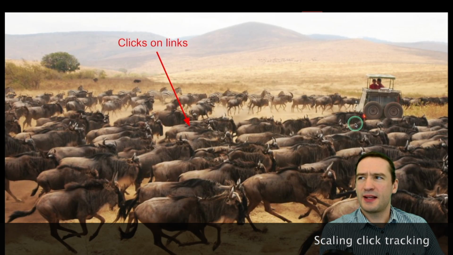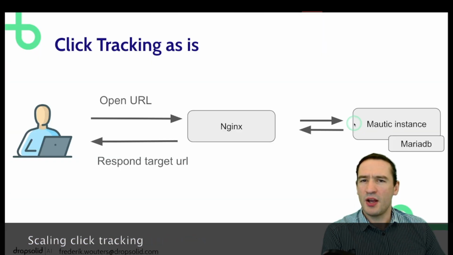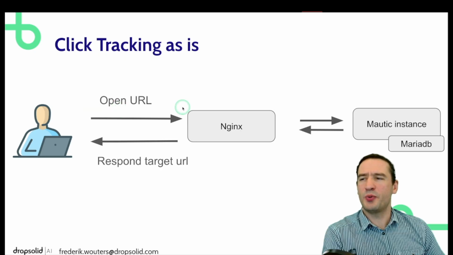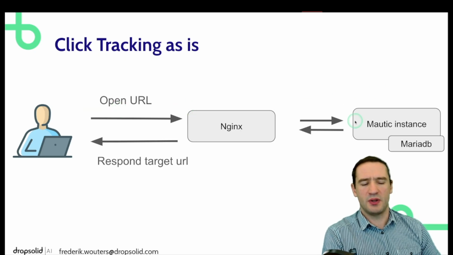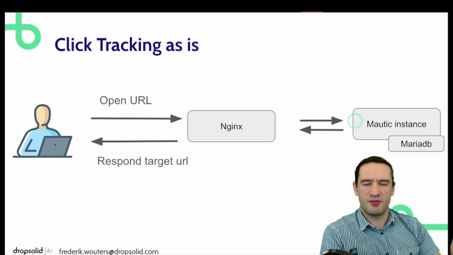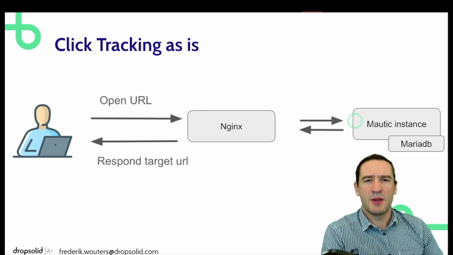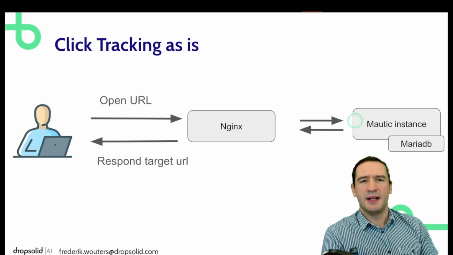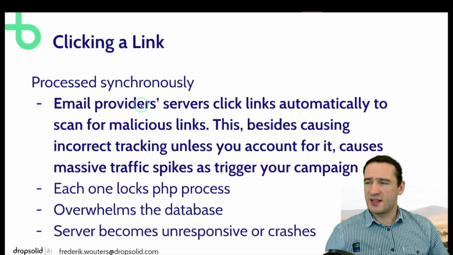Next up, clicking on the links from emails. Currently in Mautic, when you open a URL, the Mautic instance will handle everything. So it will update the reports, it will process everything that's related to it, and only then it will return you the URL that you actually need. You could also do this in an async way, where you immediately return the URL and only do the post-processing later. Why is this a problem?